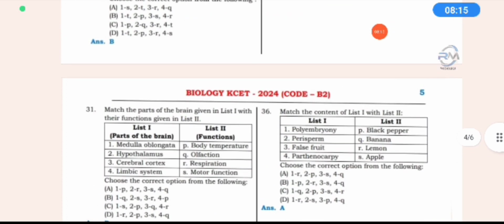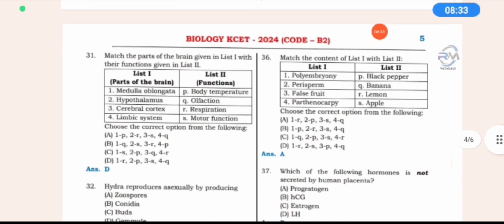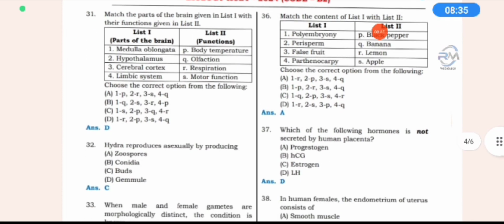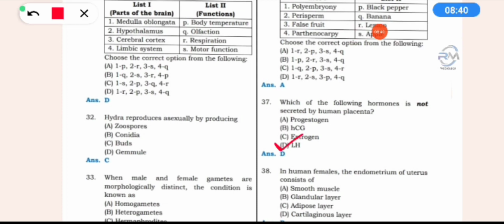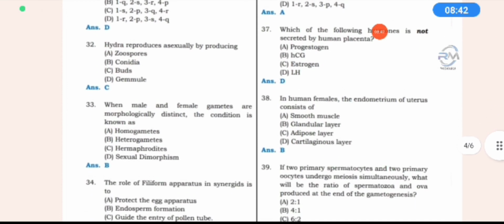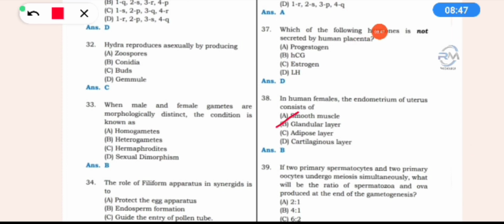Next question, another match column. Polyembryony, lemon. Perisperm, black pepper. False fruit, apple. Parthenocarpy, banana. Which of the following hormone is not secreted by human placenta? Option is D, LH. In human females, the endometrium of uterus consists of glandular layer.